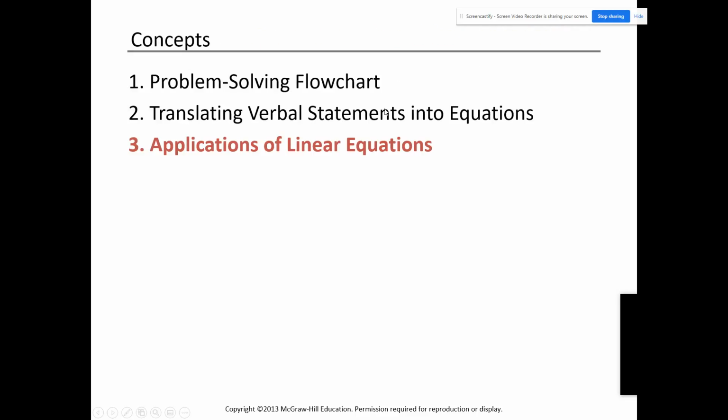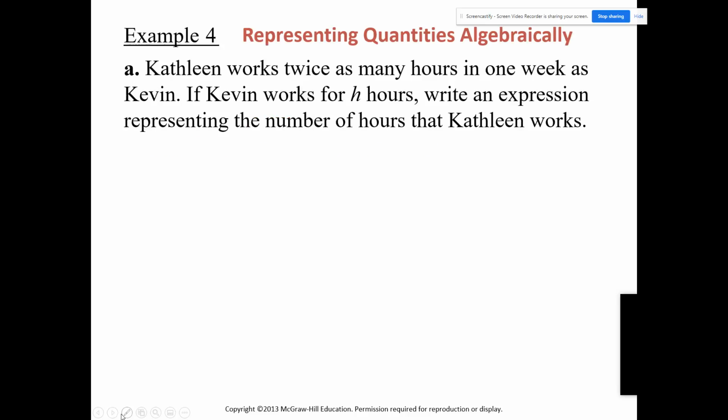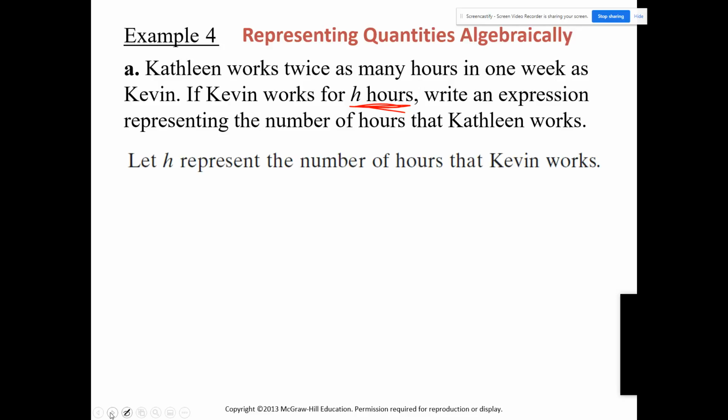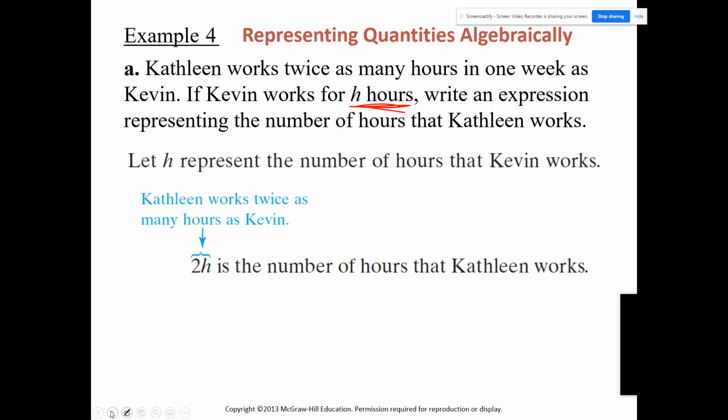That's what they're giving us. All we know is Kevin works H hours, right? We know Kathleen works twice as many hours as Kevin. So let H represent the number of hours, like the problem says. And if Kathleen works twice as many hours as Kevin, then the answer would be 2H. And that's the final answer, 2H. There's nothing more you can do. So if Kevin works 3 hours, Kathleen works twice as many, then it would be 6 hours.